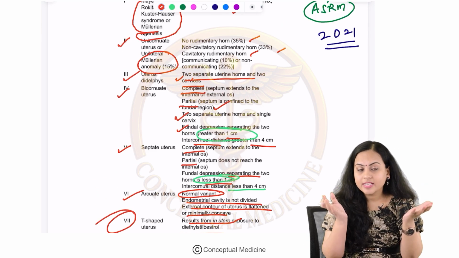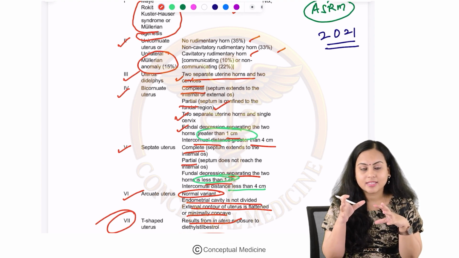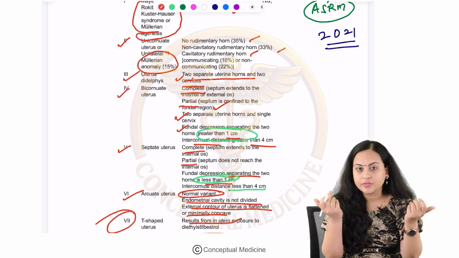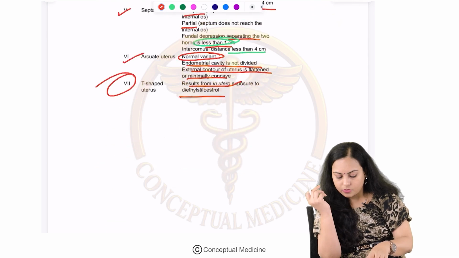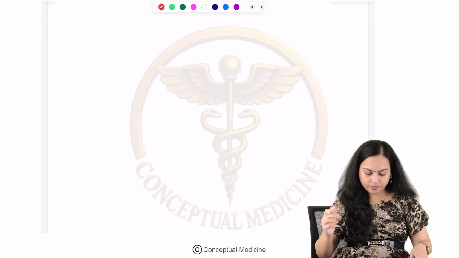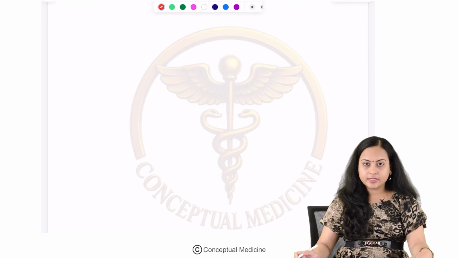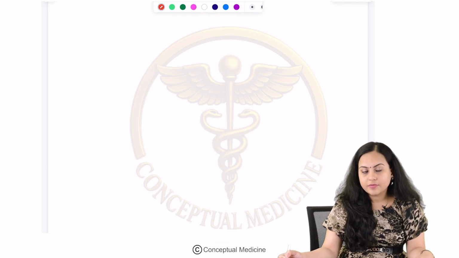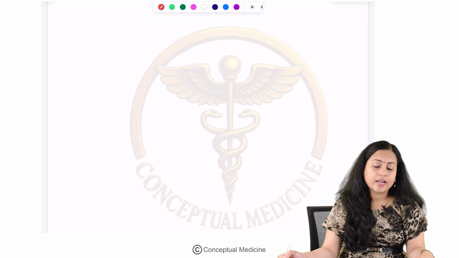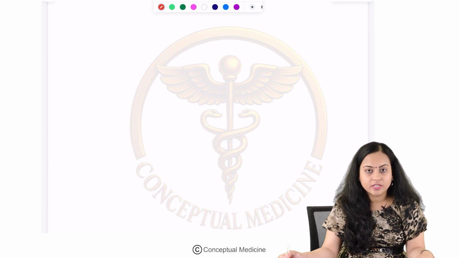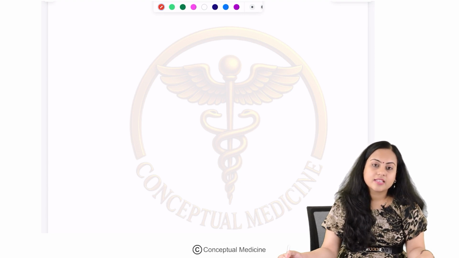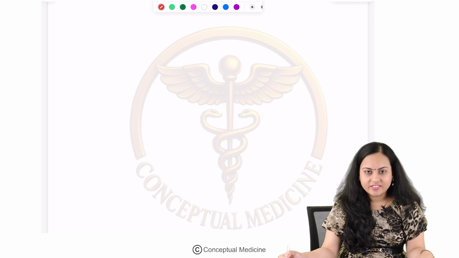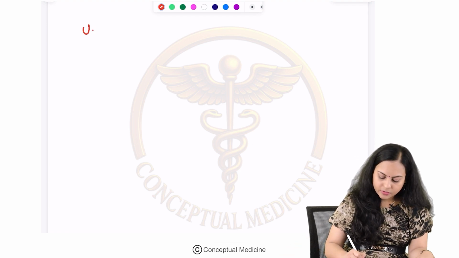So hopefully with these two classifications you would have got an understanding of what the different types of anomalies we can have are, right? So we will pass on to the discussion of each type of uterus individually now. With these two classifications you would have understood the different types of anomalies we can get during development of the uterus as well as the genital tract in the female. Now we will discuss each type of anomaly individually, right? So first one is unicornuate uterus.